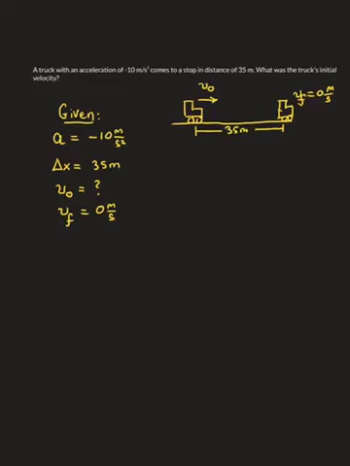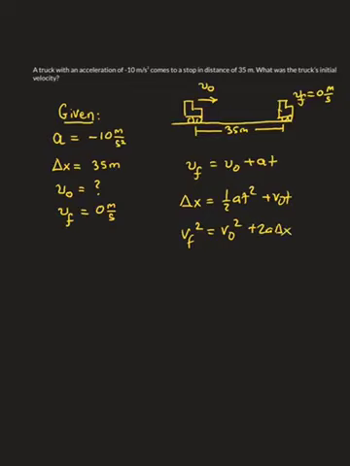we're asked to calculate what the initial velocity of the truck was. Now, one trick that you can use to figure out which one of the three kinematics equations is going to work in this scenario is to go ahead and write all three kinematics equations down on a piece of paper. Now that we've done that, we can use the process of elimination to figure out which one of these equations will work.